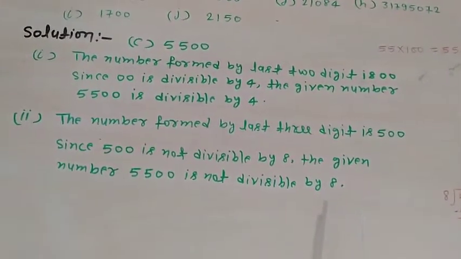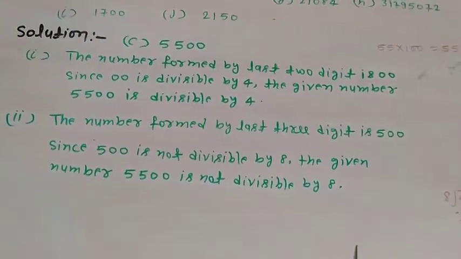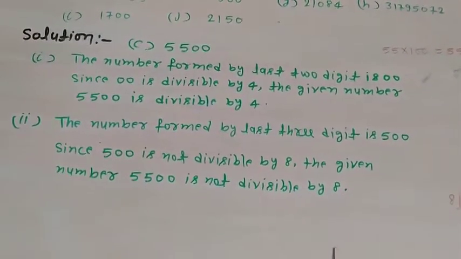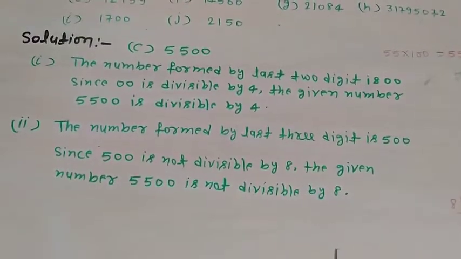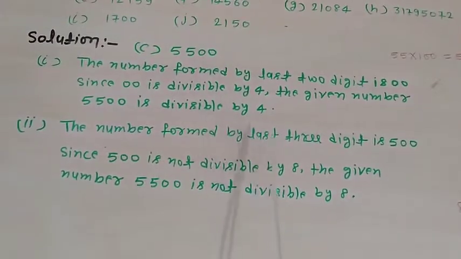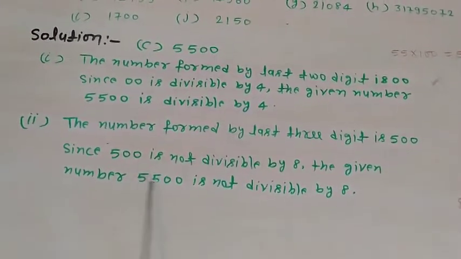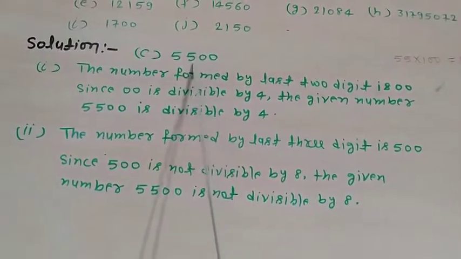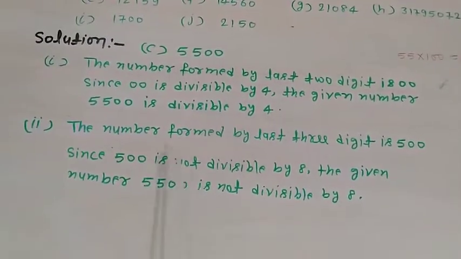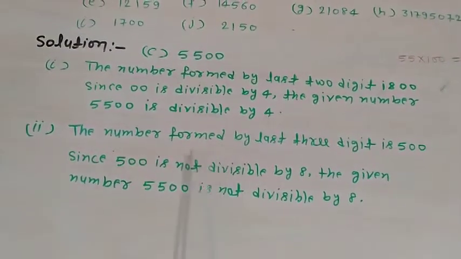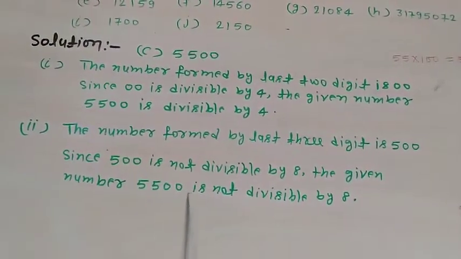Students, remember the divisibility test for 4 and 8. Then you can solve such type of questions. For divisibility by 4 we check the last 2 digits, and for divisibility by 8 we check the last 3 digits. Here the last 2 digits are 00 and the last 3 digits are 500. So 500 is not divisible by 8, so the given number 5,500 is not divisible by 8.